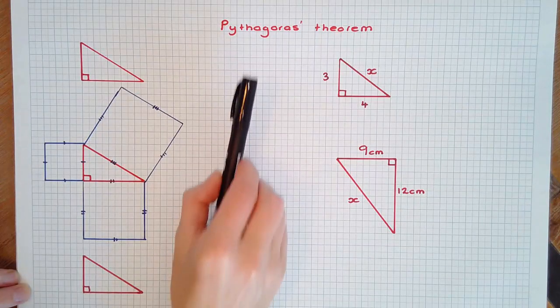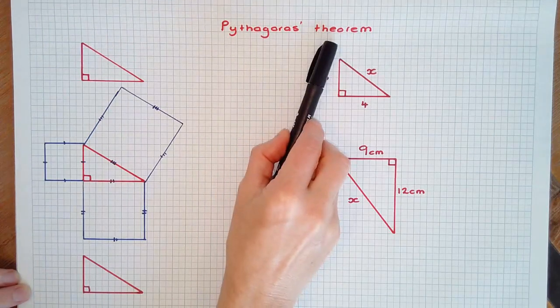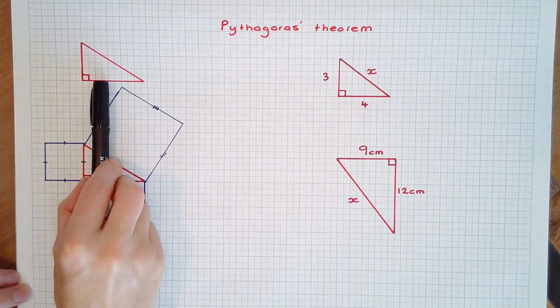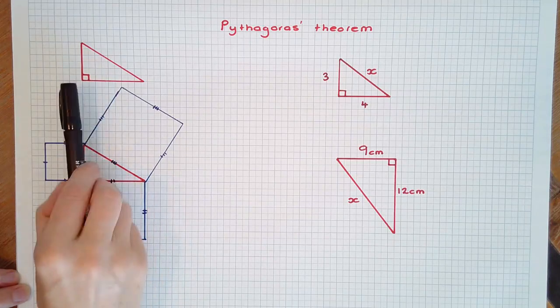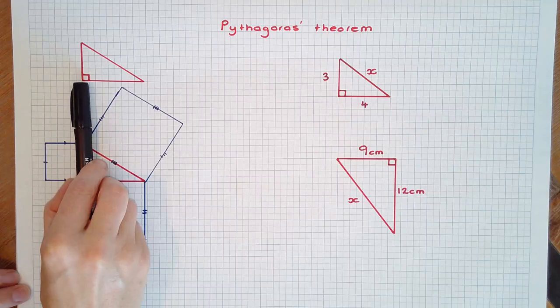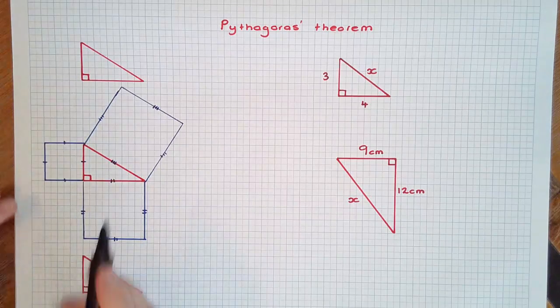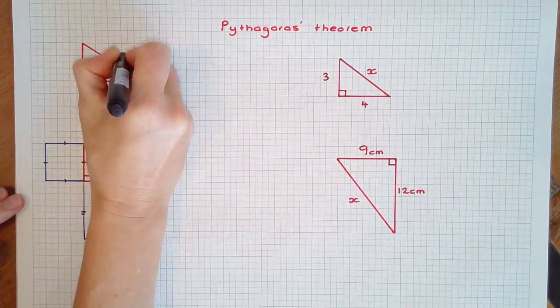In this video, we're going to have a look at Pythagoras' theorem. Here is a right angled triangle. The longest side of a triangle is always opposite the largest angle, and in this case, it is opposite the 90 degrees. In a right angled triangle, it is called the hypotenuse.